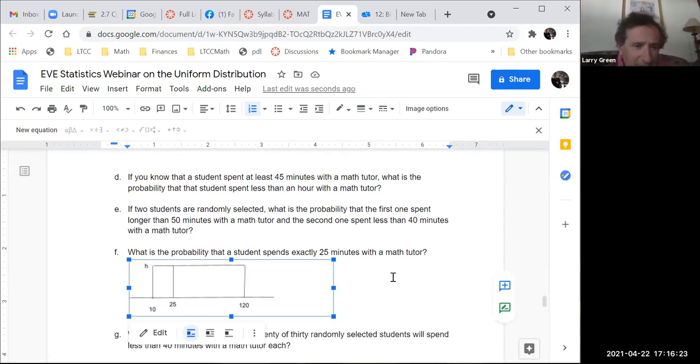So it's not 15. 15 over 110 would be the probability that the student spent less than 25 minutes. My guess is what you did was base times height, you looked at this rectangle, but this rectangle is all the numbers less than 25. If you did 120 minus 25 times 1 over 110, that'd be more than 25. Okay, it's so easy, it's tricky.